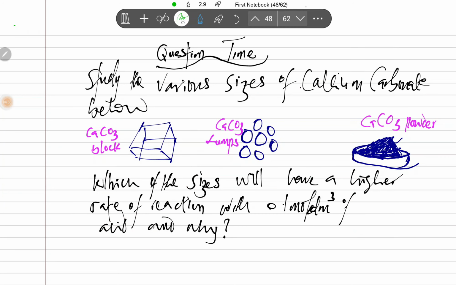Question time. Study the various sizes of calcium carbonate here: calcium carbonate block, calcium carbonate lumps, calcium carbonate powder. Which of the sizes will have a higher rate of reaction with 0.1 mol/dm³ of acid, and why? Pause this video and describe how these various sizes of calcium carbonate affect the rate of chemical reaction.